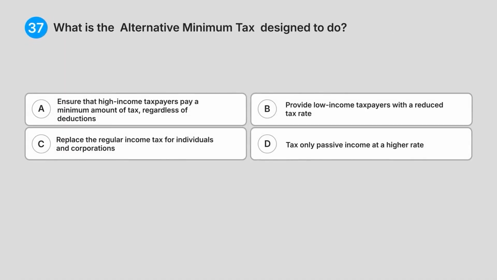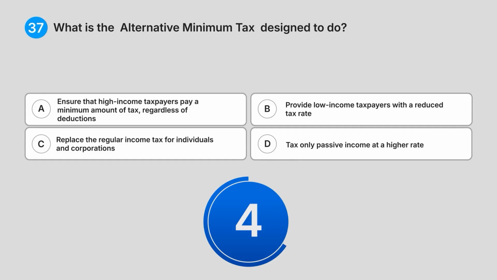37. What is the alternative minimum tax designed to do? A. Ensure that high-income taxpayers pay a minimum amount of tax, regardless of deductions. B. Provide low-income taxpayers with a reduced tax rate. C. Replace the regular income tax for individuals and corporations. D. Tax only passive income at a higher rate. What do you think is the answer?